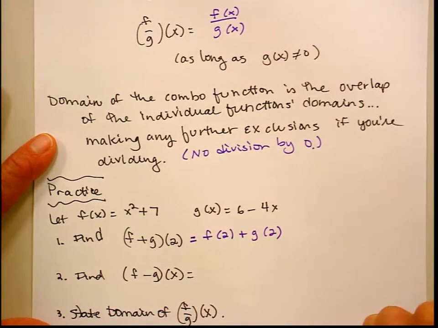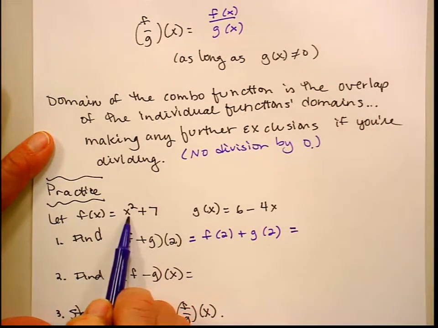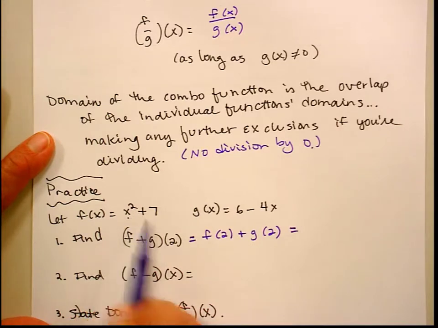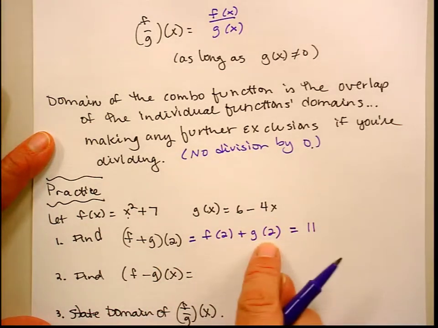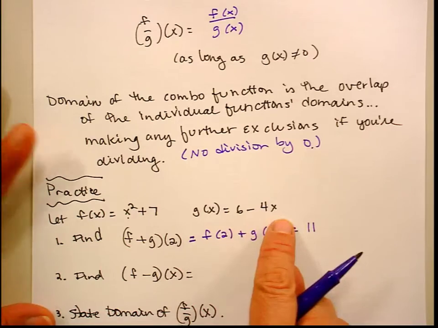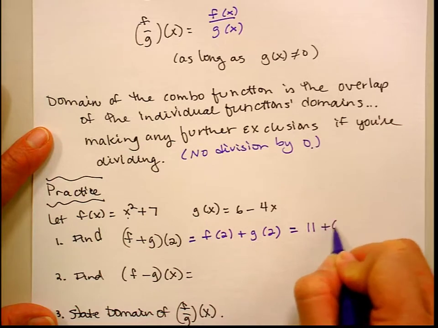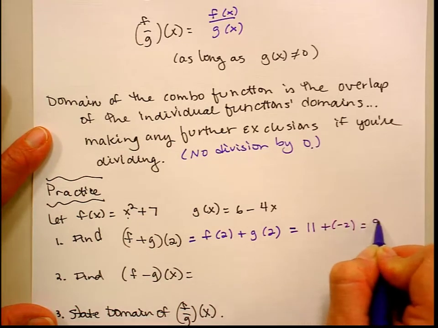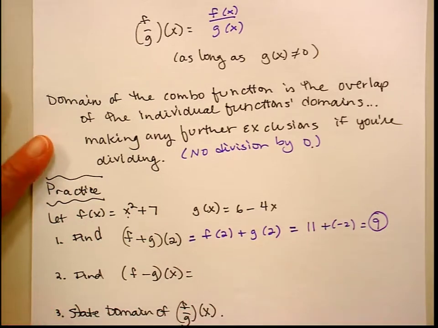Okay. So f of 2, right, we come up to f and we plug 2 in. So we'll get 4 plus 7, that's 11. And g of 2, I have, so now right, I'm on this part. So g of 2 is 6 minus 4 times 2, 6 minus 8, so negative 2. So I have 11 plus a negative 2. 11 minus 2 is 9. Okay. So f plus g of 2, I just find f of 2 and I find g of 2 and I add them together. It's just that easy.